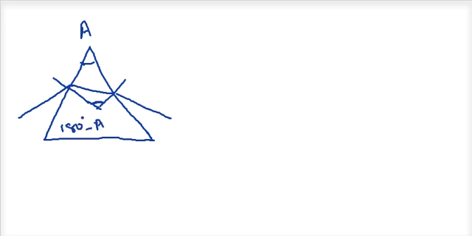Because this is a quadrilateral, total 360. These two angles total up to 180, so this must be totaling up to 180. So this is 180 minus A. If you consider this as R1 and this as R2, then I can say that 180 minus (R1 plus R2) is also equal to this. So from there I can say that A is equal to R1 plus R2.